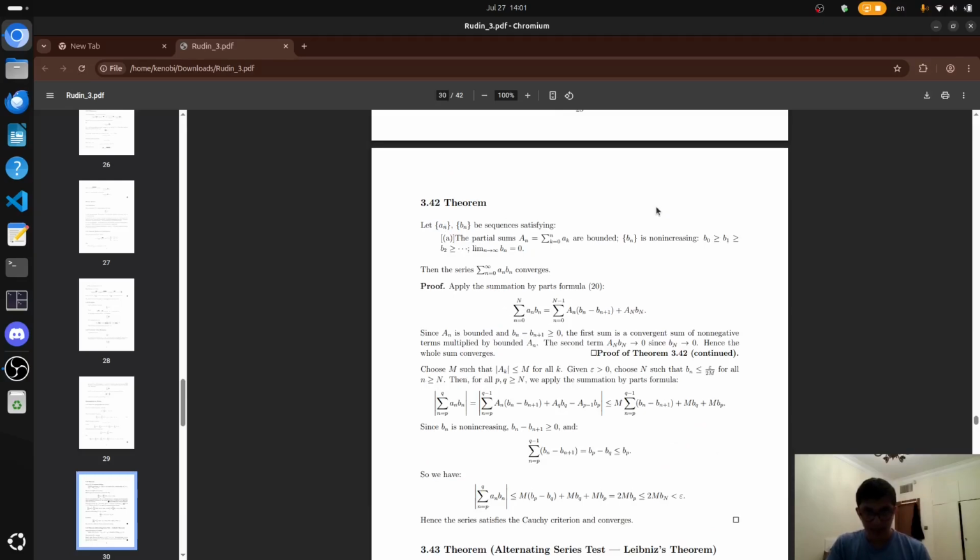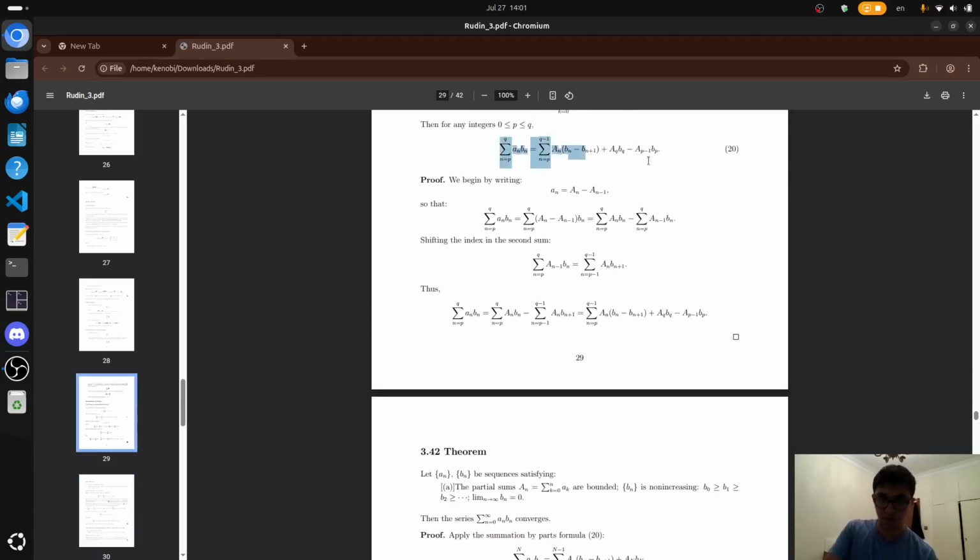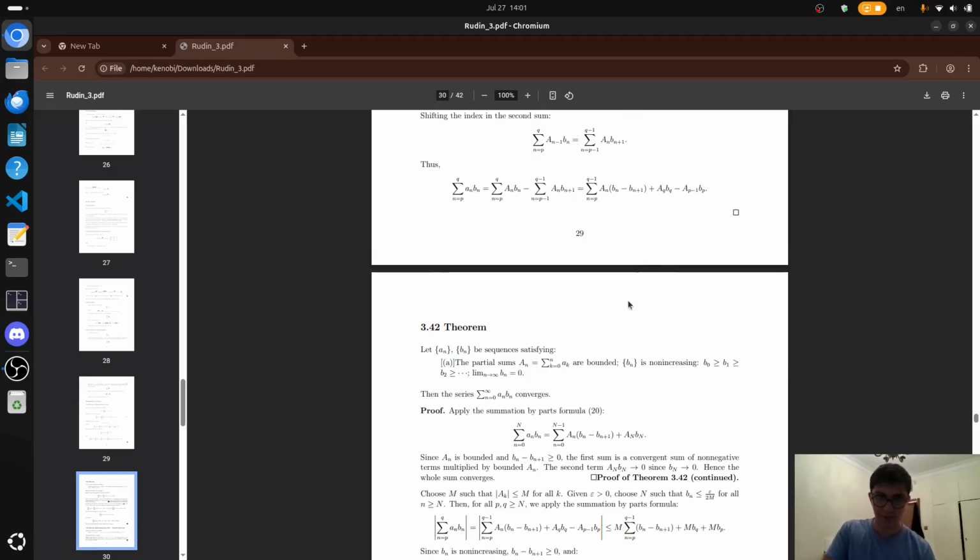So let a and b satisfy the following. The partial sums A_n equals the sum from k equals 0 to n of a_k are bounded. B_n is non-increasing. So basically, you have a sum and a non-increasing b_n such that its limit is 0. So that means the sum of a_n b_n converges. And you're using the same property as here, in term by term multiplication. You want to see if it converges.